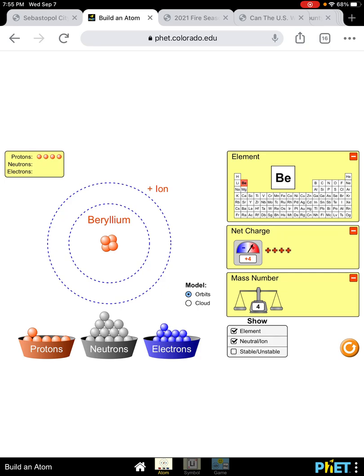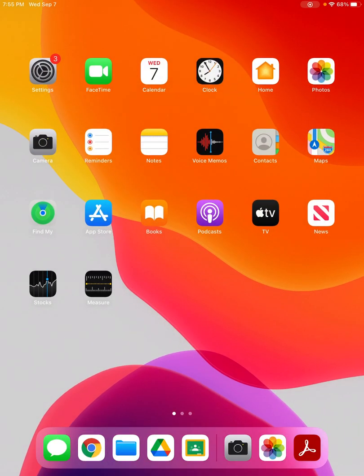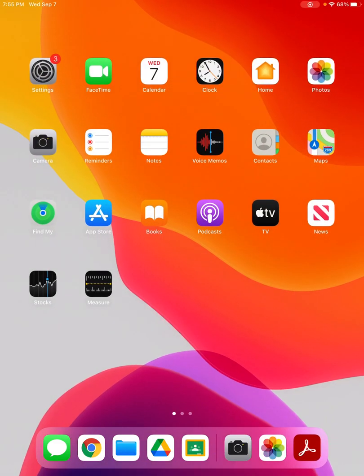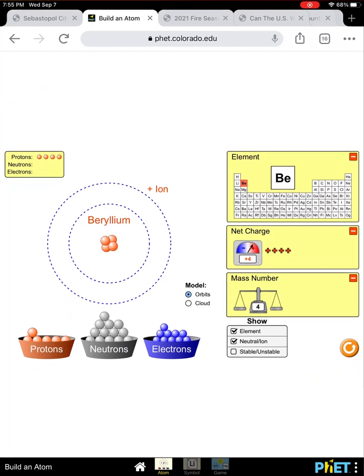Okay, now we have to put in some neutrons. How many neutrons? Well, we're going to have to look at our worksheet. It didn't tell us how many neutrons. It just told us what the mass number was. And we know that the mass number is the number of neutrons plus the number of protons. So there should be 9 neutrons plus protons. So let's go build that in our beryllium. So, neutrons.